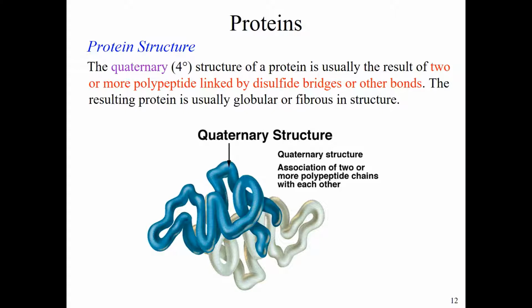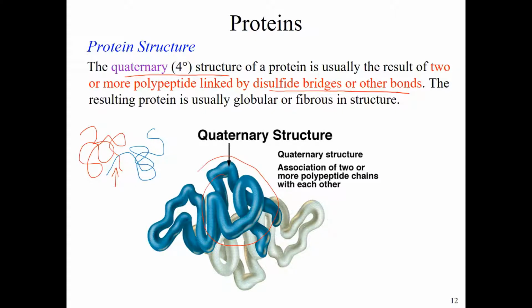Let's look at the quaternary structure of proteins. Quaternary structure is the result of 2 or more polypeptides linked by other bonds such as the disulfide bridges. For example, let's say you have a tertiary protein like that, and then let's change color. Let's say you have another tertiary protein, and these two are now linked together. Here, over here, linked together.